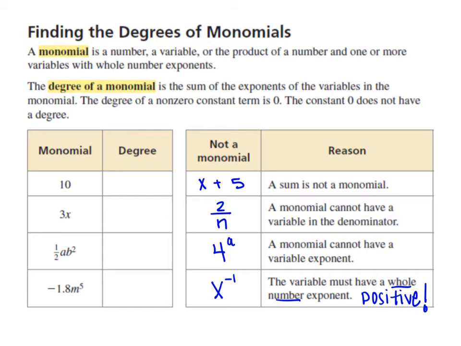The second thing we want to look at is what is the degree of a monomial? It's the sum, which means we add up, of the exponents of the variables in the monomial. The number in front of a variable is called the coefficient.